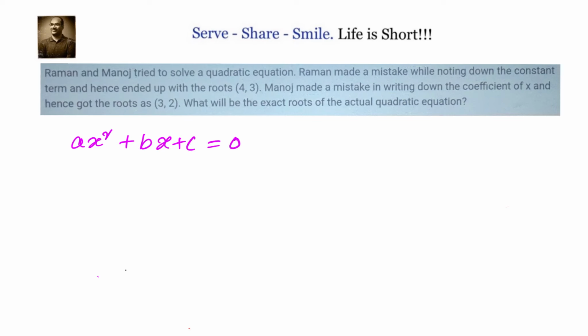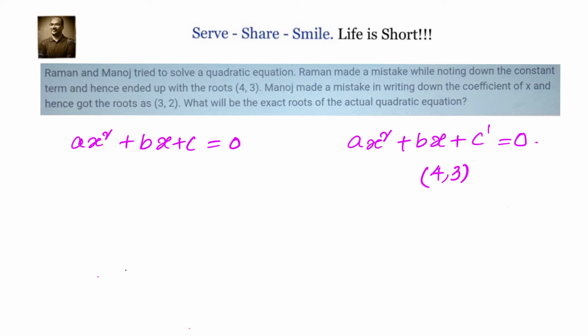Raman made a mistake while noting down the constant term. So he has taken it as, let us say, ax square plus bx plus c dash equals to 0, instead of c. Hence he ended up with the roots 4, 3.